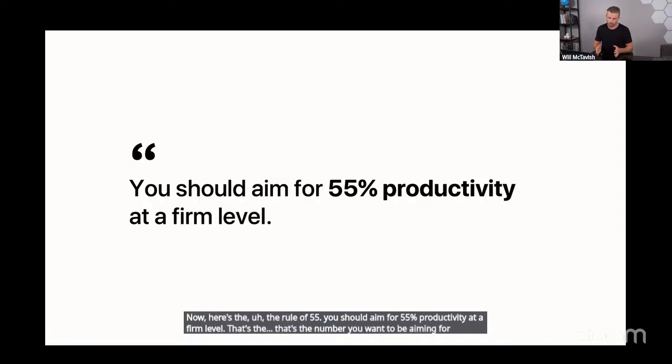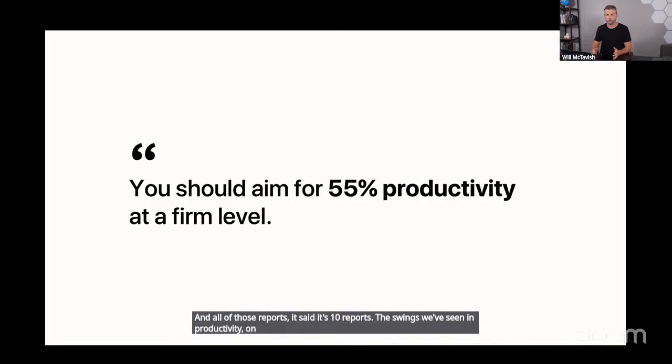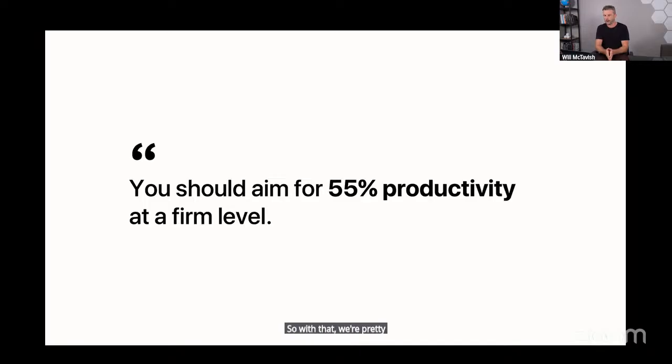And how we arrived at this value is we've benchmarked, and I'm sure most of you on this call right now would have seen the benchmark reports we do. So we've benchmarked for 5 years in a row. We've done both Australia and New Zealand benchmark reports. And in all of those reports, let's say there's 10 reports, the swings we've seen in productivity on average have been between 54 and 56%. So with that, we're pretty confident saying that the average firm operates at 55% productivity.